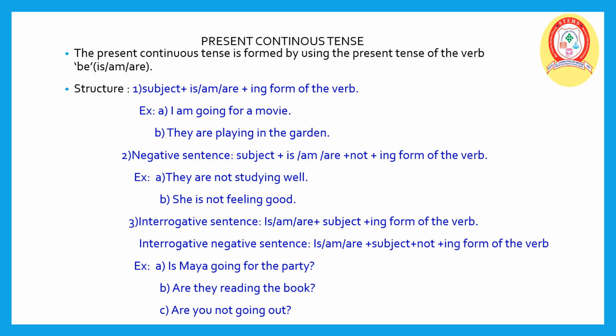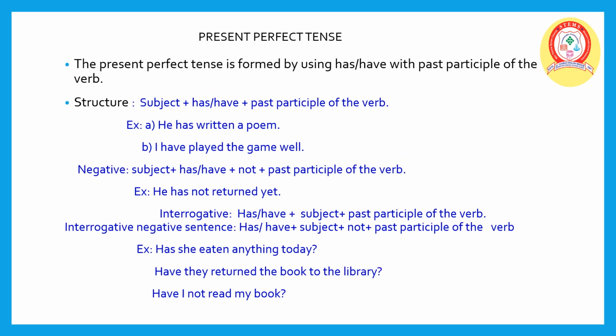Is Maya going for the party? Why do we use is? Because Maya is a single person there. Is Maya going for the party? Going is the ing form of the root word go. Are they reading the books? Are is showing that it's a group of children or group of people reading the book. Are you not going out? That's an interrogative negative sentence. Are you not going out? Okay. Now coming to the next.